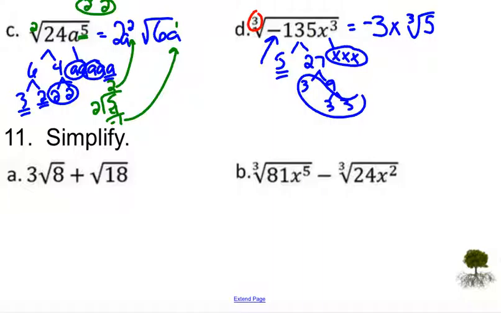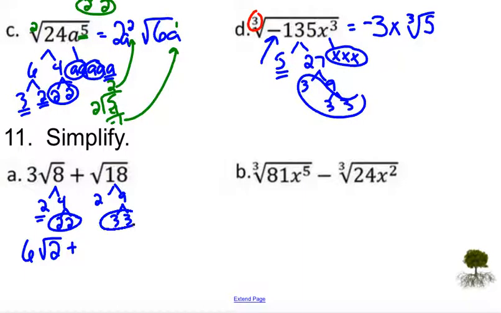So what we're going to do is do our factor trees, simplify, and see what we get. So the 8 is 2 and 4, 2 and 2, so I can bring out a 2. There's already a 3 out there, so that gives me 6 root 2. For 18, that's 2 and 9 and 3 and 3. So I can bring out a 3 and the 2 stays in. Now, I have like radicals. I have 6 root 2 and 3 root 2.